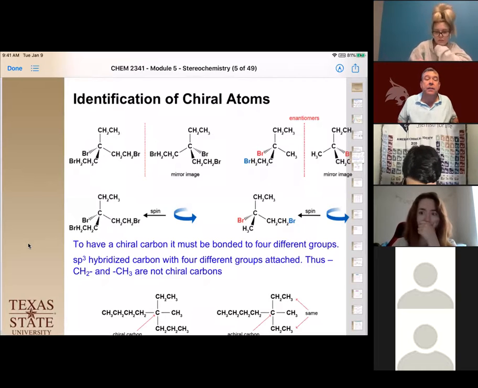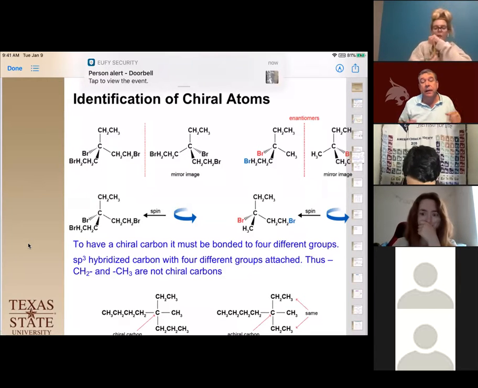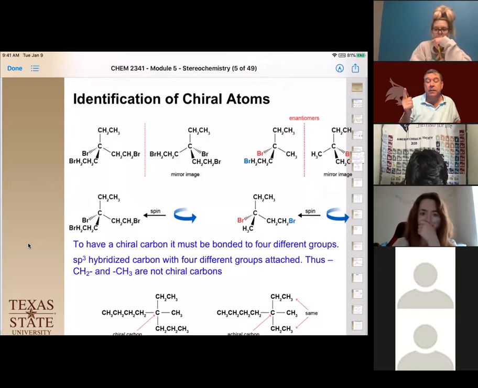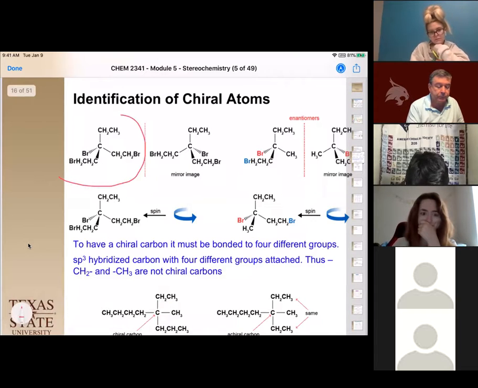So that also means that only sp3 hybridized carbons can be chiral carbons, okay? Because only sp3 hybridized carbons are tetrahedral, and only the sp3 hybridized carbons can have 4 things attached, okay? Now, what this also means is all CH2s and CH3s are not chiral. So again, the first thing we do is look for 4 different groups here. Okay, so let's look for 4 different groups in this first molecule here.